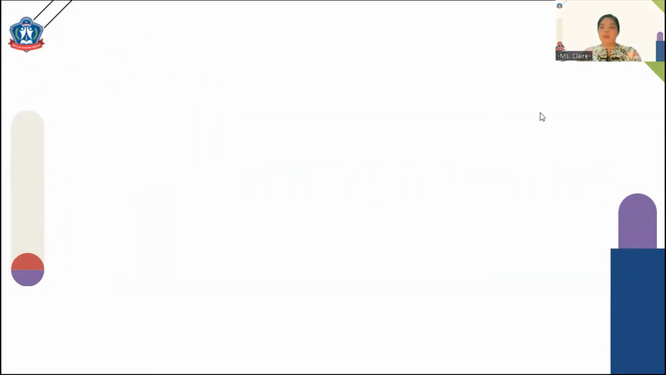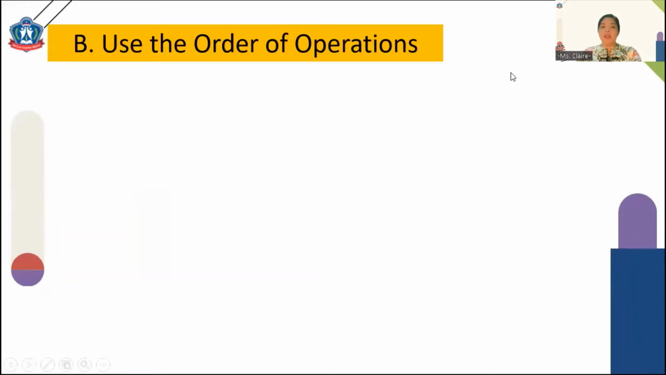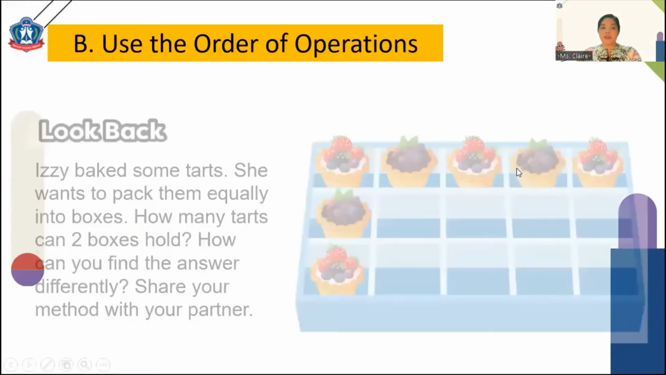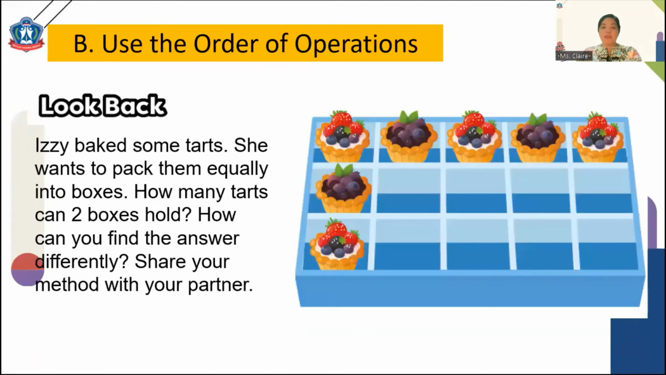Okay, let's continue for Lesson B. Use the order of operations. Izzy baked some tarts. She wants to pack them equally into boxes. How many tarts can 2 boxes hold? How can you find the answer differently? If you know the answer for this problem, you can share during our class.